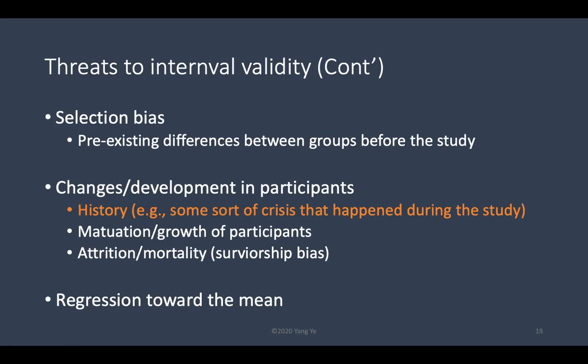and change or development in participants, such as history, right? The history effect refers to, especially when you have a pre-post measurement, some sort of crisis happening between the pre and post-treatment measurements, like, I don't know, a pandemic crisis, that could change the outcome of your study.